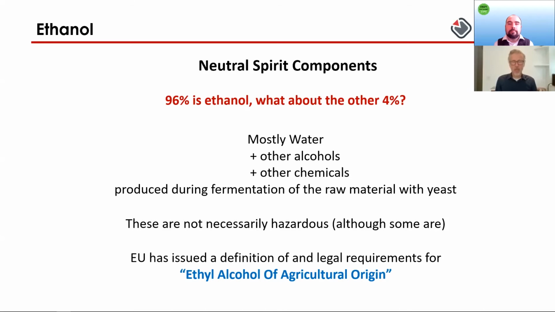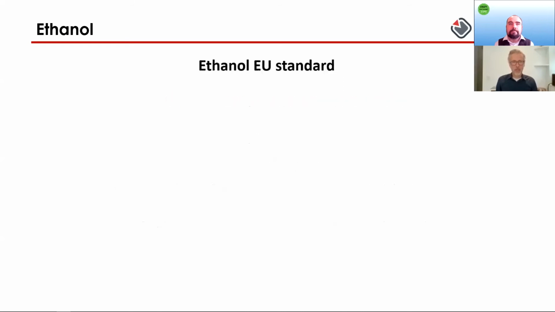But at the same time, if we talk about buying ethanol and comparing ethanol, we have to talk about the same things. So the EU has issued a definition to say, okay, this is ethanol, and these are the limitations for all the impurities. If it's outside these regulations, you can't call it ethanol of agricultural origin. Let's look at these limitations.